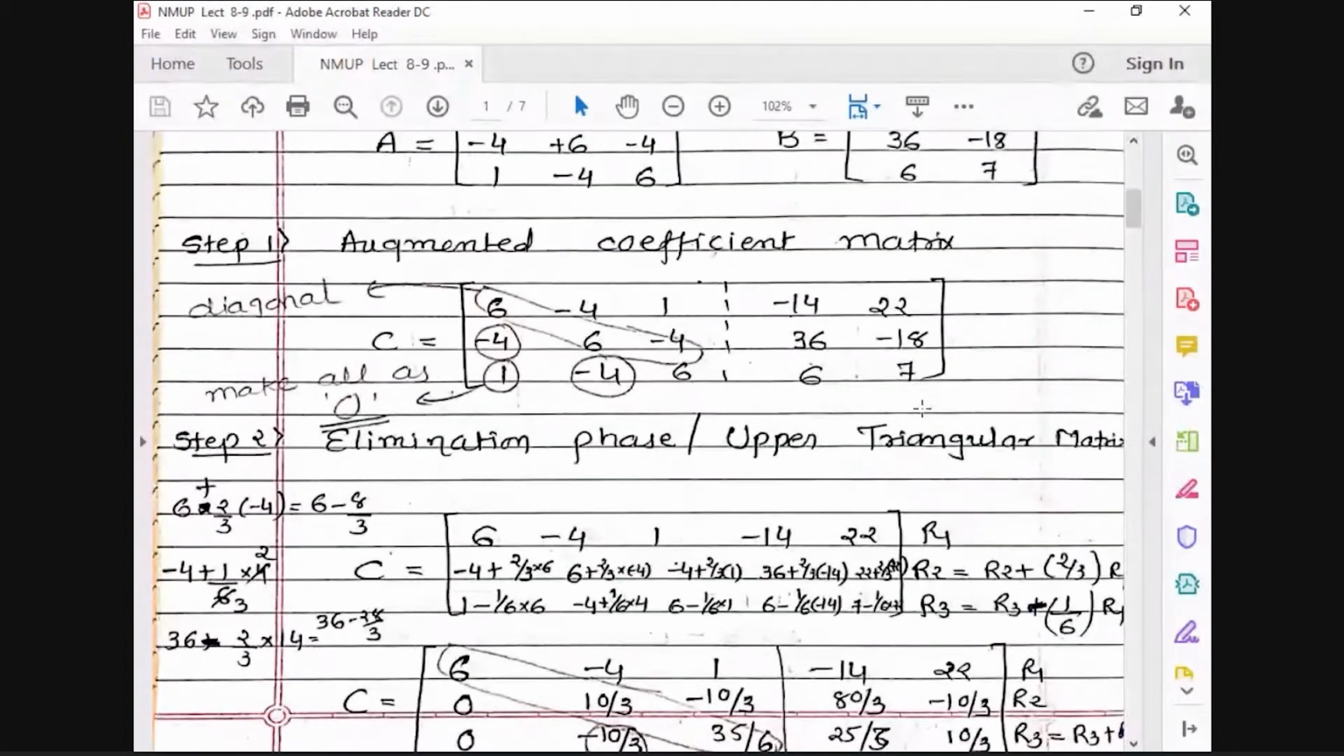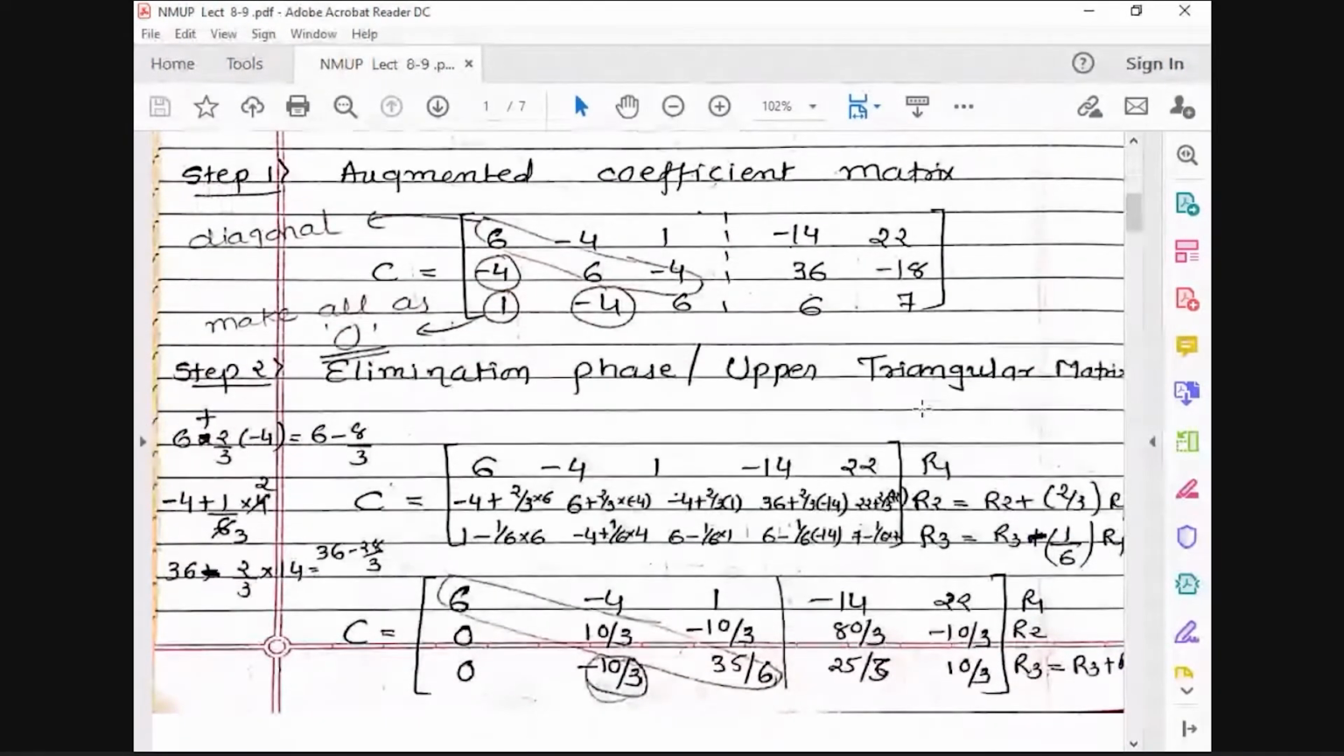So in the second step, what do we have to do? First of all, we'll try to make the elements -4, 1, and -4, which I have marked with a circle, equal to 0, right? And my diagonal is what? 6, 6, and 6. Understand? So I want to make the elements marked with the circle equal to 0, which contain the values -4, 1, and -4.